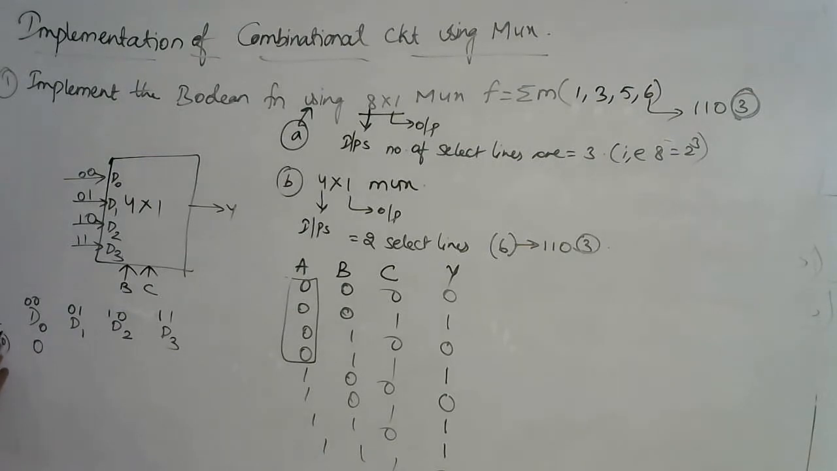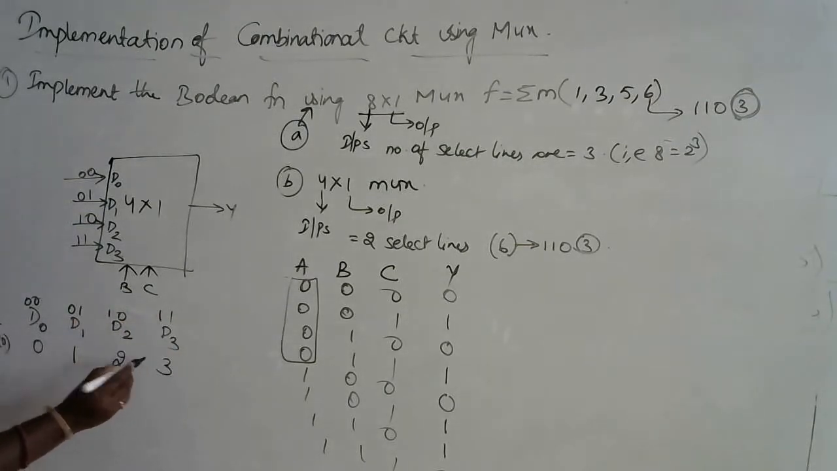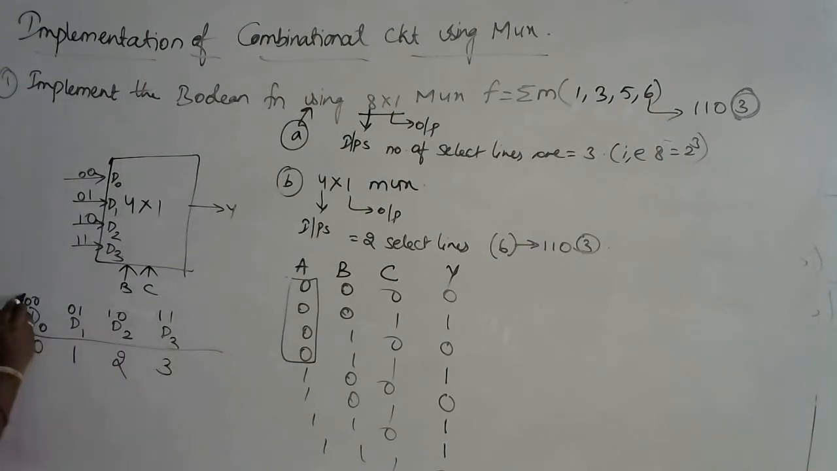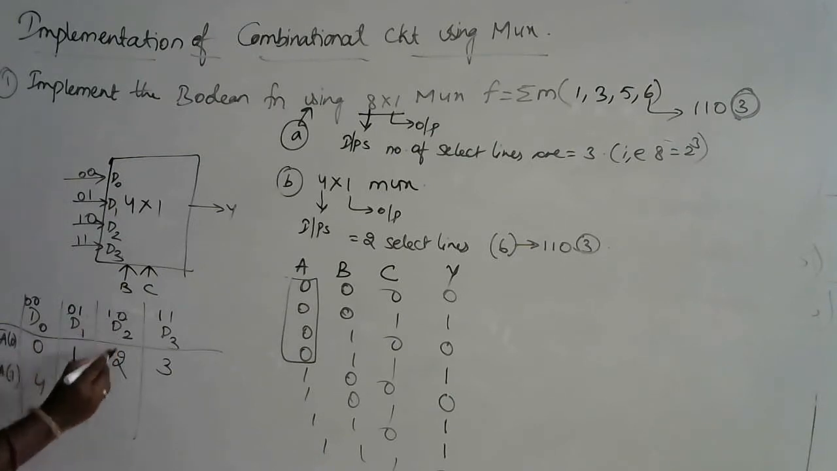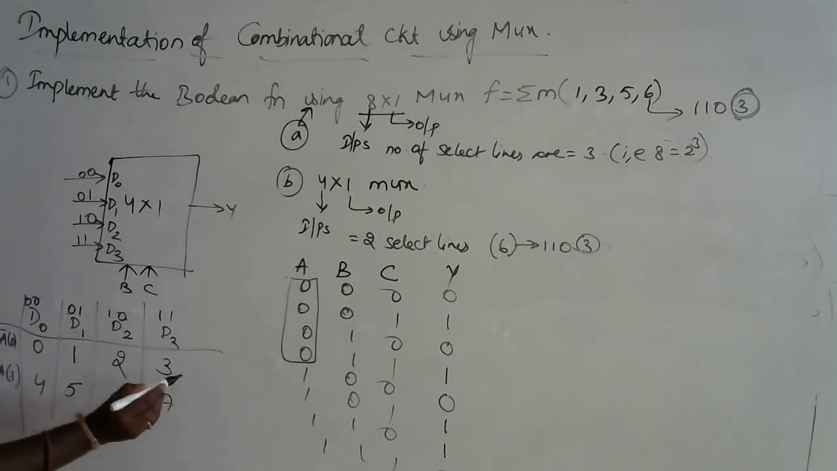So here 0, 0, 0. This is 0. 0, 0, 1. 1. 0, 1, 0. 2. 0, 1, 1. 3. Next this is A. A itself indicates 1. This is A bar which is 0. This is A which is 1. 1, 0, 0, 4, 1, 0, 1, 5, 1, 1, 0, 6, 1, 1, 1, 7. So this is how to write down the table assuming A as the input.